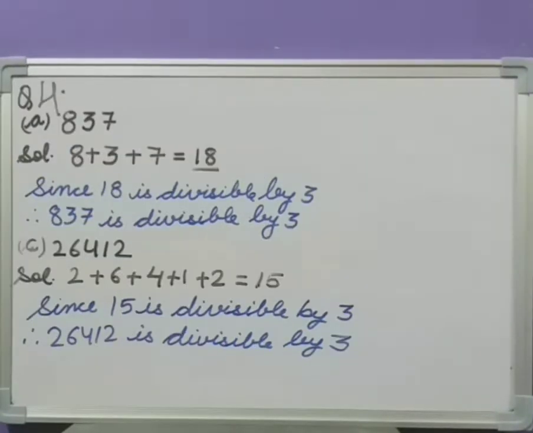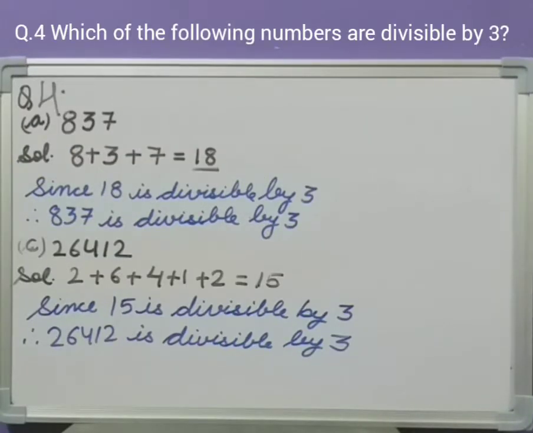Number 4. Which of the following numbers are divisible by 3? Now, as we know that the sum of the digits should be divisible by 3.